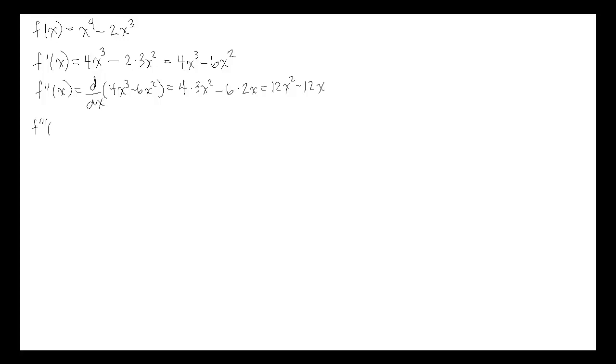And then, of course, our third derivative. And again, you can use the parentheses notation if you'd like to, as I've shown here on the whiteboard. So that's going to be the derivative of our second derivative. So in this case, that would be 12 times the derivative of x squared, which would be 2x, minus 12 times the derivative of x, which is 1. So this is 24x minus 12. So those are our three derivatives.